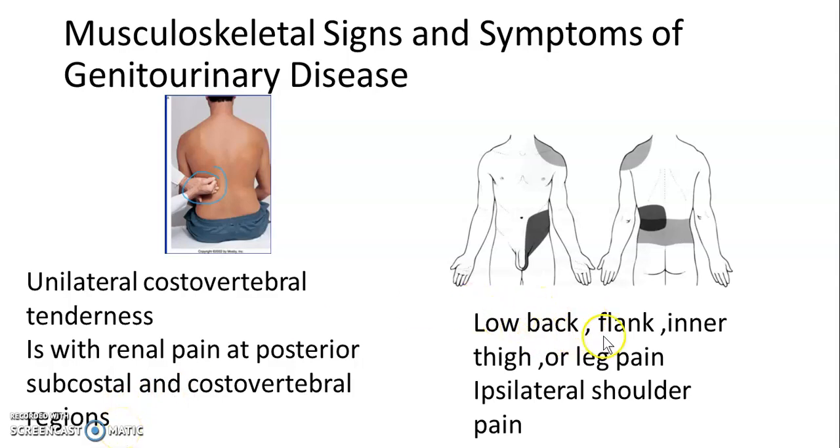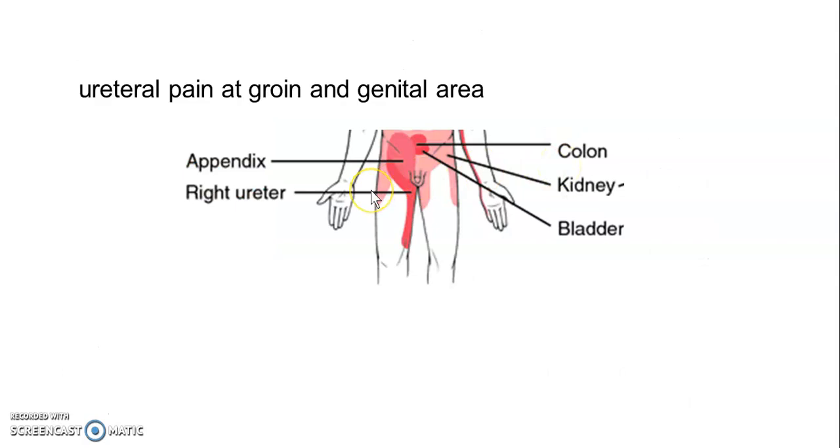There can be low back pain, pain at the flank area, pain at the inner thigh, and pain at the leg, or there can be shoulder pain, which can be referred due to irritation of the diaphragm, the level of C5, which is the same as the shoulder level. There can be ureteral pain at the groin and genital area. Ureter pain is shown in the figure at the inner thigh, and bladder pain can be at the level of the hypogastrium. Kidney pain is at the flank area or lateral side of the thigh.